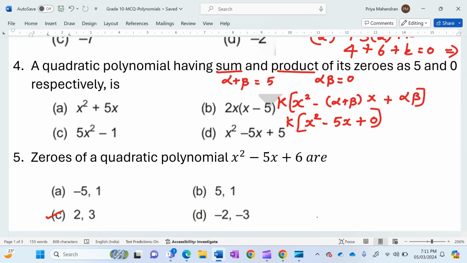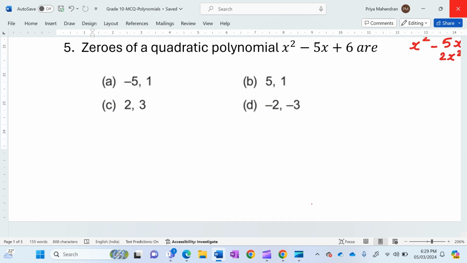So I can see the first expression as x square plus 5x. So this cannot be the polynomial for the given sum and product of the zeros. Similarly, c cannot be the polynomial and d cannot be the polynomial. How about b? If I take x commonly outside, I will get x minus 5, isn't it? So kx, so k takes the value 2. So definitely the polynomial is going to be b, 2x times x minus 5, for the given sum and product of the zeros.